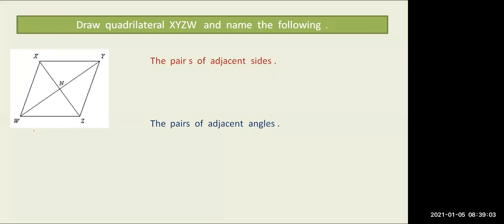Now the next, pair of adjacent sides. Tell me the pair of adjacent sides. What is the meaning of adjacent? Adjacent का मतलब क्या है? What is adjacent? What is the meaning of adjacent? Tell me, what is adjacent? Yes, Prachi, you are unmuted. Tell me.